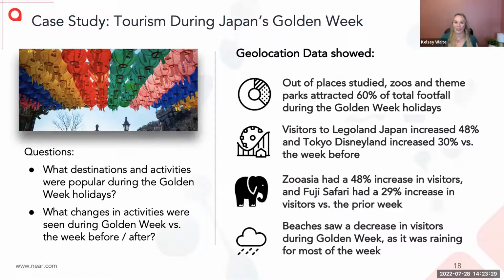So another good example of how multiple pieces of information can tie together. If you only looked at the mobile location data and didn't know about the weather patterns, you would think something crazy happened or that the data must be wrong. But then when you tie different pieces together, you really get that full story. And that's what we always recommend doing with mobile location data.